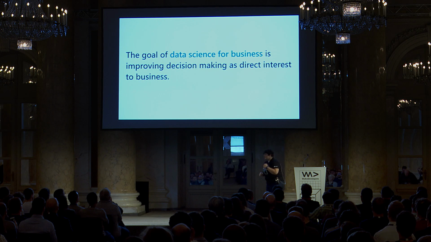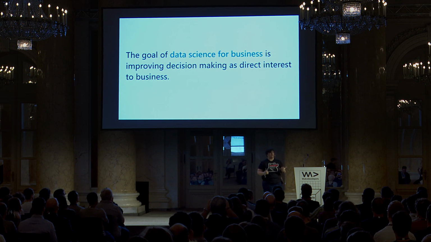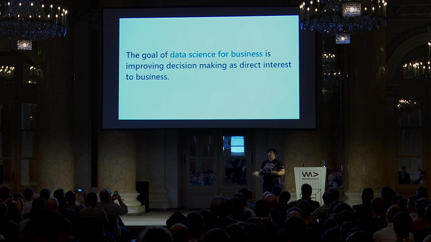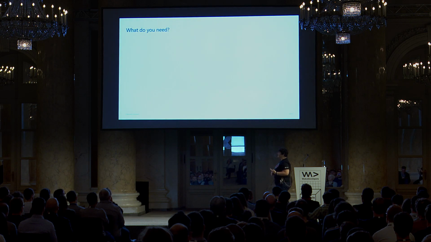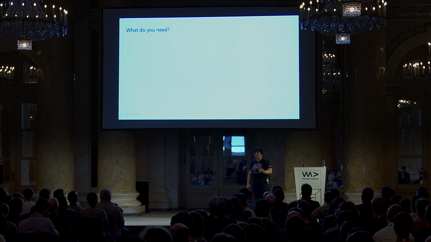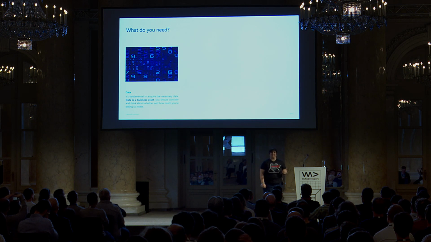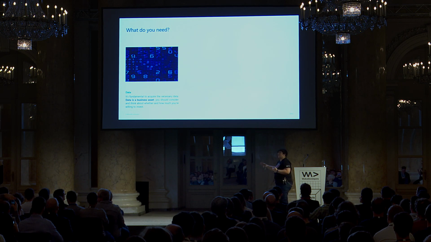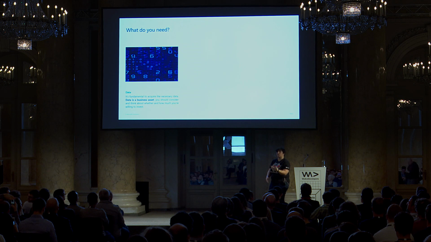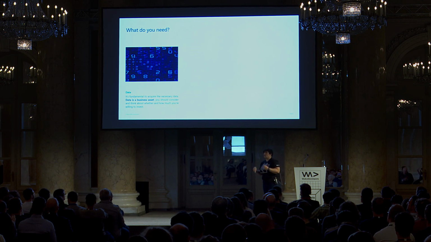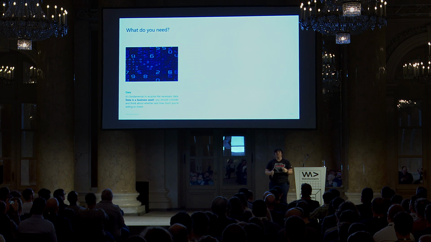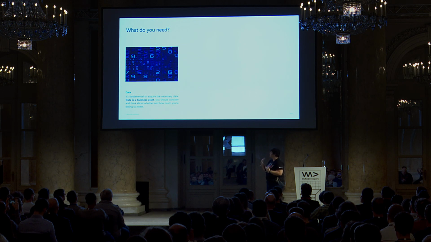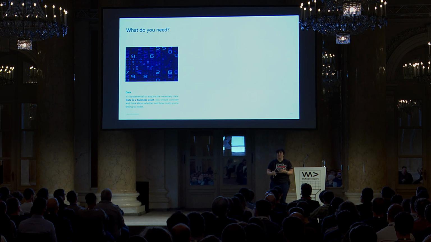That said, what is the goal of data science when we're talking about data science for business? It's improving decision-making as a direct interest to the business, okay? And how can we do that? What do you need? Three fundamental things. First, data. Data is a business asset, is your business asset. Without it, you cannot do data science in general, or apply machine learning to something that you have in your solution, okay? So since it's a business asset, you also need to consider how much you want to spend on it. So how much do you want to invest in the data that you have?